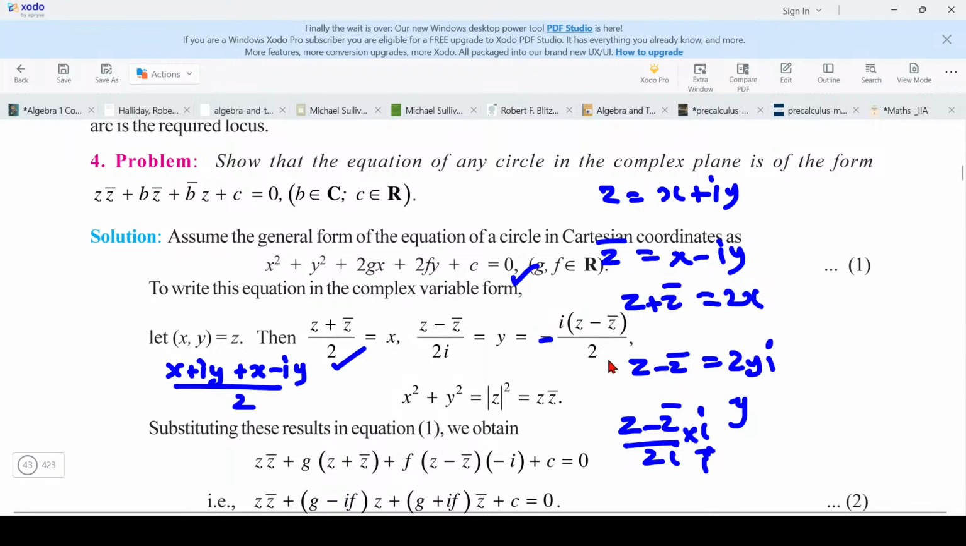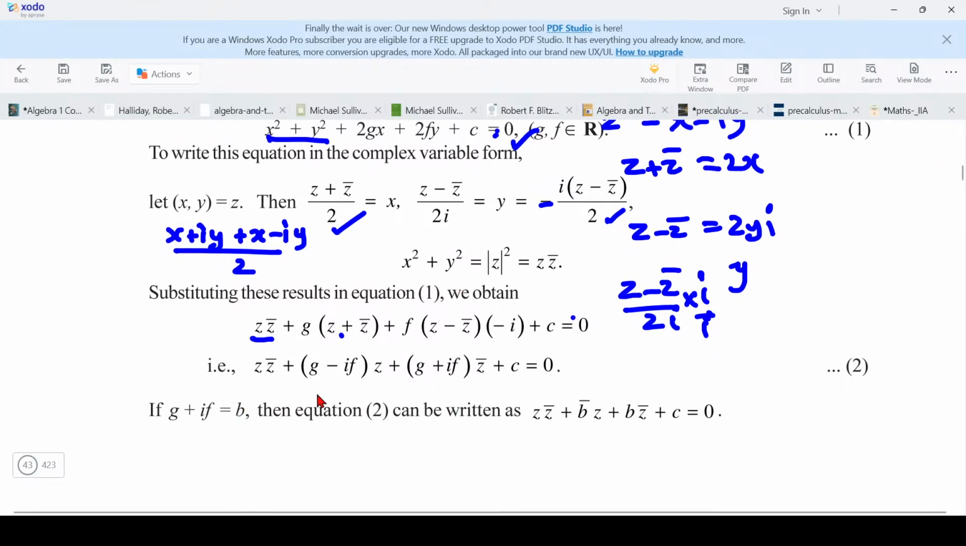So we found out what is x, we found out what is y. Now we'll go and substitute that x and y in this equation. But before that, we know z into z complement is nothing but x square plus y square, right? Yes, sir. Agreed. So this x square plus y square we'll substitute as z into z complement, and in the place of x we'll put this, and in the place of y we'll put this, and c as is. We do some simplification, like cancelling out those 2's and all, and we'll be left with this.